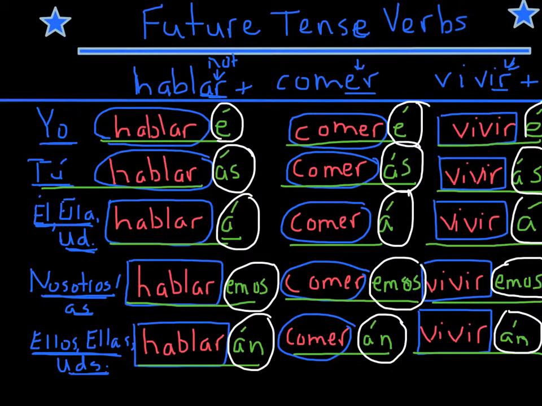And once again, this is only the regular future tense verbs. They are not the irregular future tense verbs. We'll address that at a different time. But very, very important to remember that for future tense verbs, you're simply taking the infinitive and you're adding those endings at the end of them regardless of what they end with.